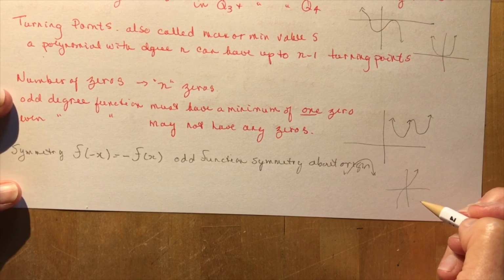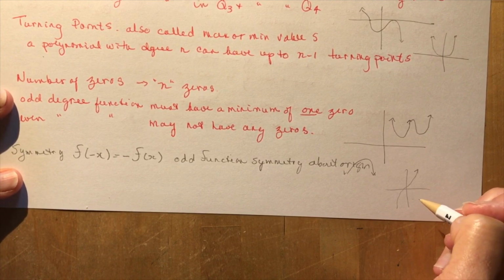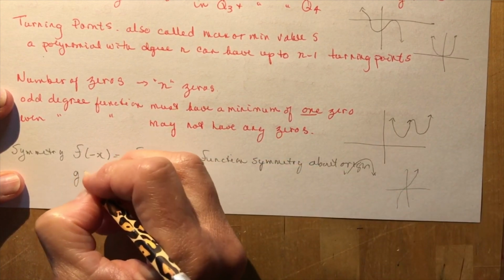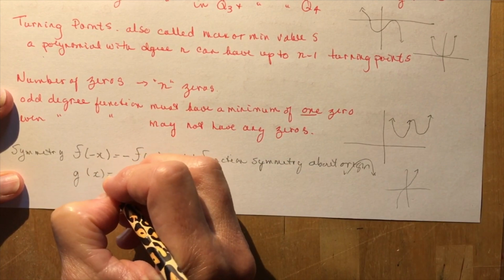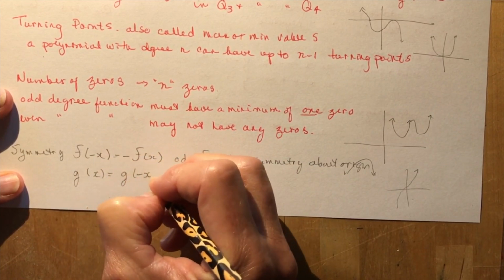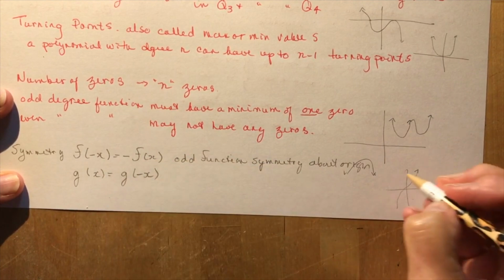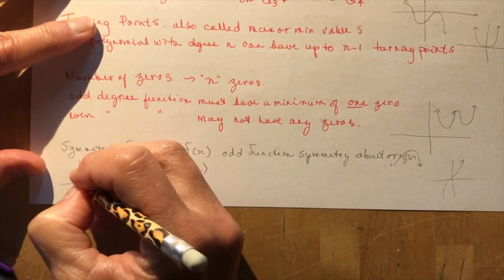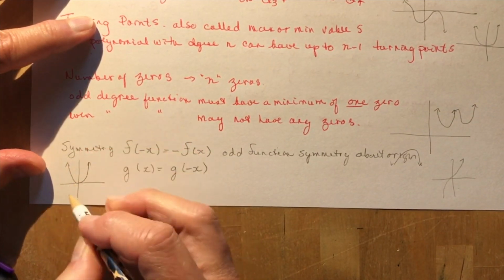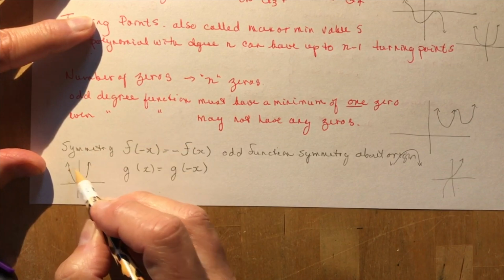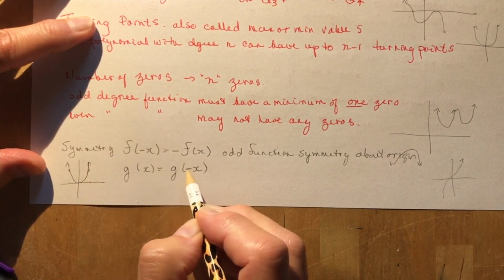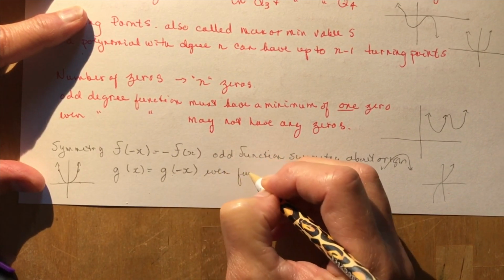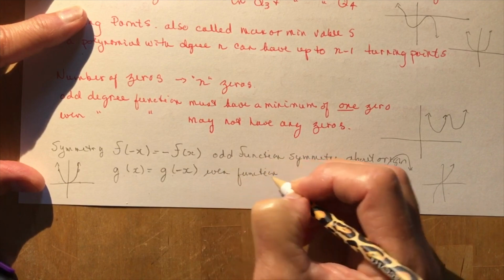And you can have an even function. An even function can have symmetry about the y-axis. So if I said g at x was equal to g at negative x, that would be like your parabola. If I had a parabola like this, so g at negative 2 was 4 and g at 2 was 4, that would be like this. Okay, so that's an even function about the y-axis.